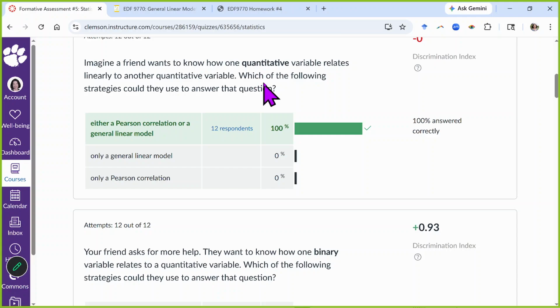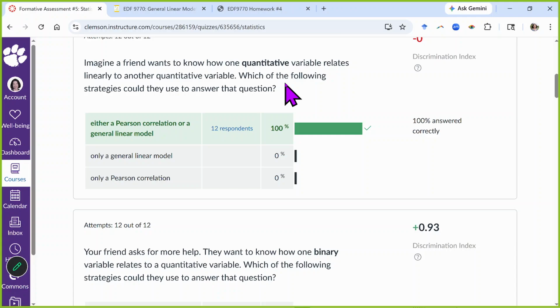Imagine a friend wants to know how one quantitative variable relates linearly to another variable. So this is a bivariate question, introducing or reestablishing vocabulary. Bi meaning 2, we're going to see that again today as well. Which of the following strategies could they use to answer that question?